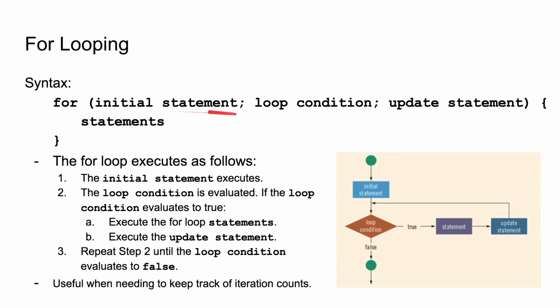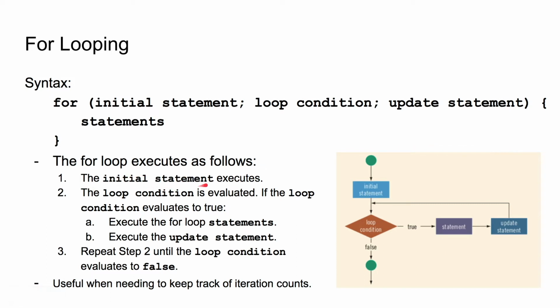They have some initial statement, a loop condition, and an update statement inside of the parentheses up here. And then they have some statements that you want to execute if this loop condition is true. For loops execute in the following manner, and we will use this diagram over here to display it.